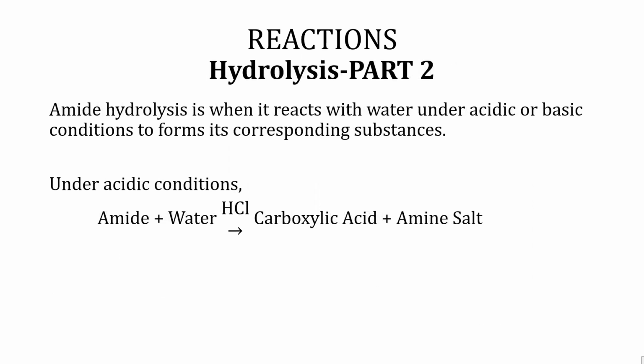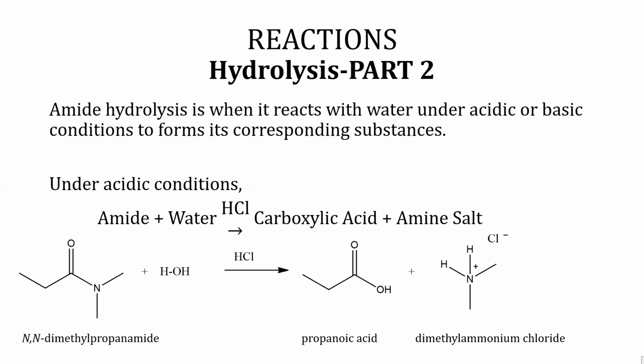Amide hydrolysis is when an amide reacts with water under acidic or basic conditions to form its corresponding substances. Under acidic conditions, an amide plus water and HCl forms a carboxylic acid and an amine salt. An example is N,N-dimethylpropanamide plus water and HCl forming propanoic acid and dimethylammonium chloride.